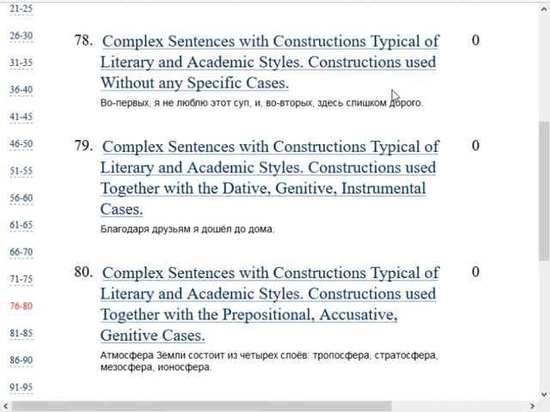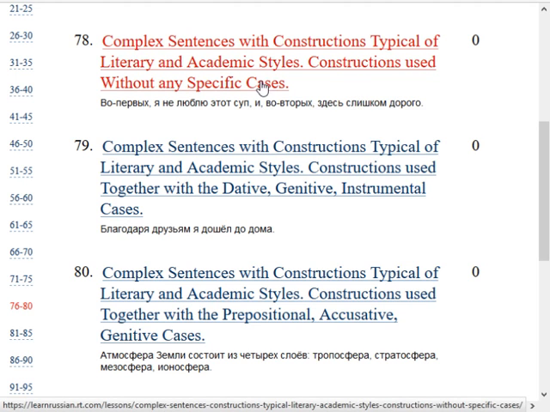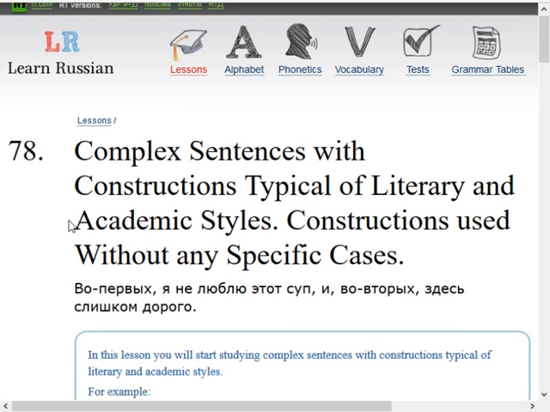I don't know how much I can really say about these, but let's just go ahead and get into them. So one lesson is about constructions without any specific cases. One lesson is about constructions used with dative, genitive, and instrumental cases, and then this lesson is about the other 3 cases, prepositional, accusative, and genitive. So let's get started first with the constructions without specific cases.